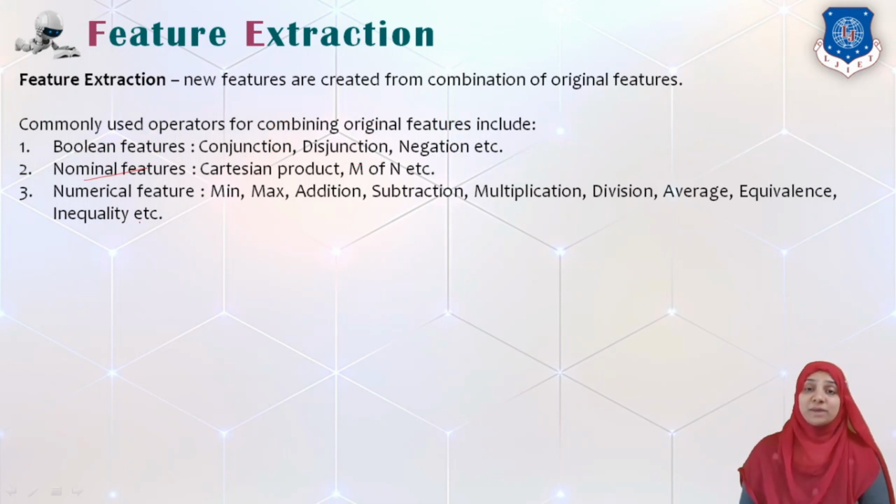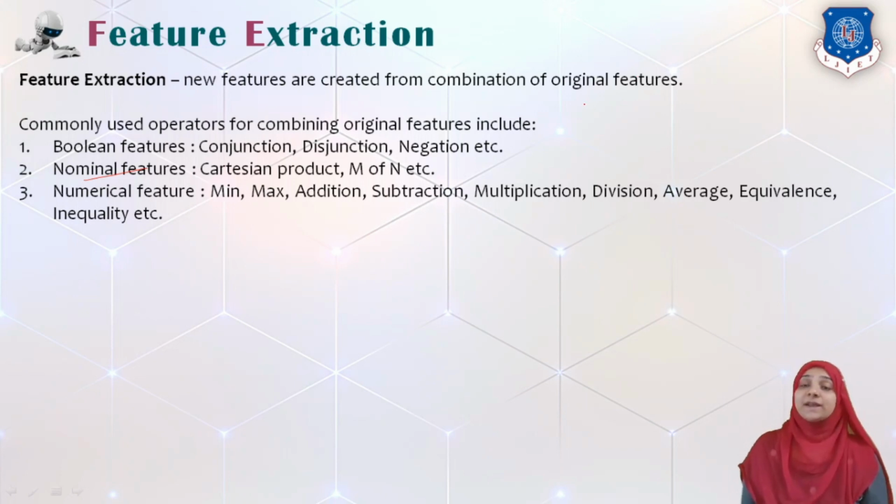Likewise, we can combine nominal features. While working with nominal features, we can do a Cartesian product. We can find out only m out of n attributes or features at a given time. And within numerical attributes, we can perform minimum, maximum, addition, subtraction, multiplication of any two attributes or features, or more than two attributes, and we can compare them using equality or inequality to extract some new features.